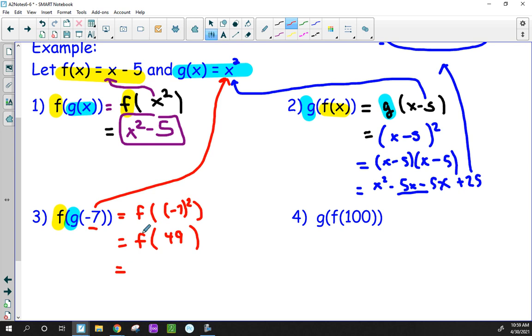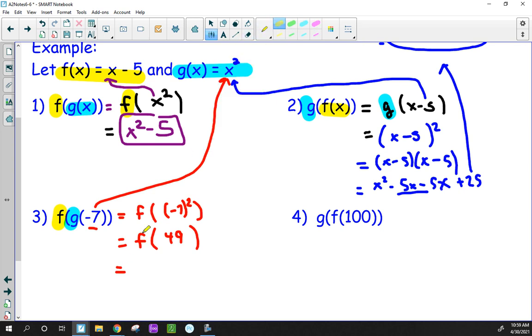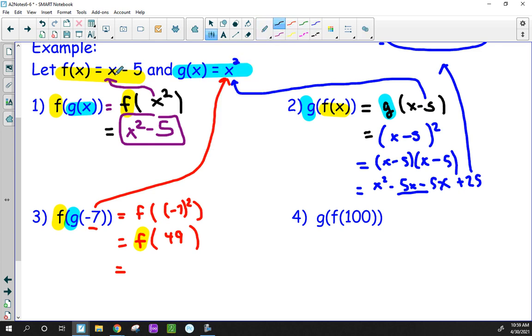Next step, notice there's only one single letter left. Again, that's just the name of the function. It's now asking you to go to your directions, find the f rule, which is x minus 5, something minus 5. Whatever's inside parentheses is what you substitute in place of x. So you're going to write 49 minus 5. And then answer it.